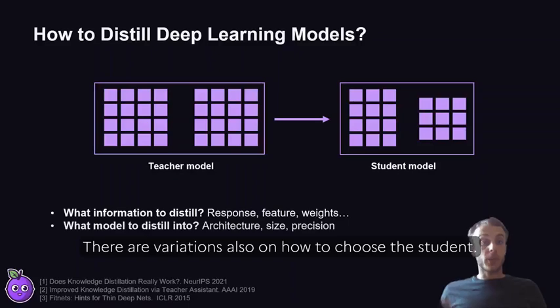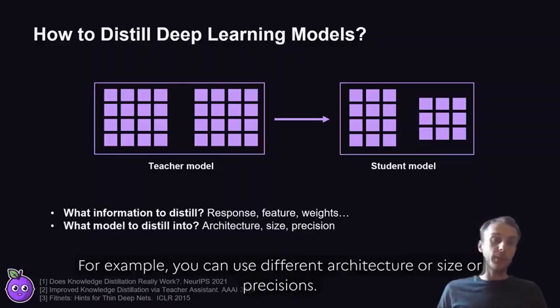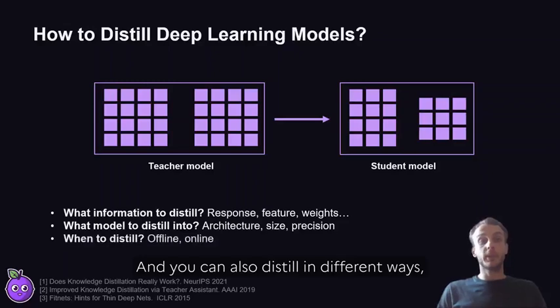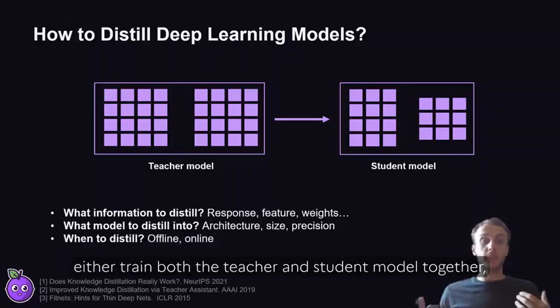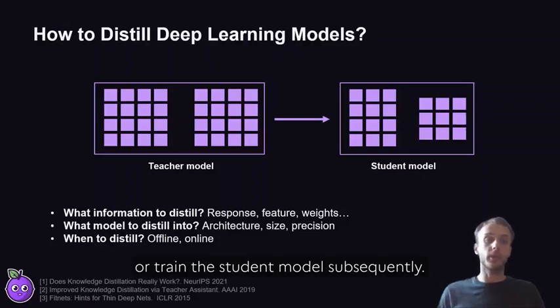There are variations also on how to choose the student. For example, you can use different architectures or sizes or precisions. And you can also distill in different ways, either train both the teacher and student model together or train the student model subsequently.